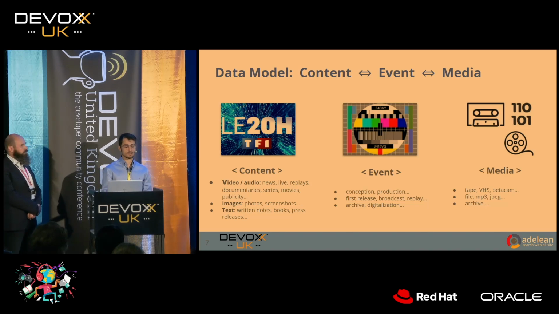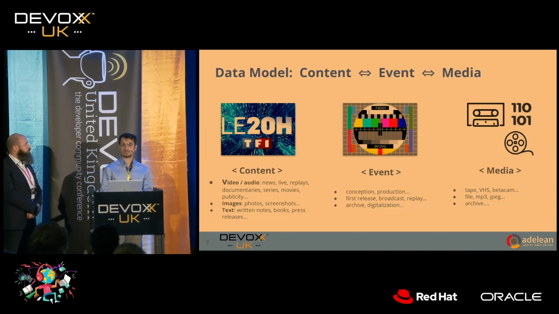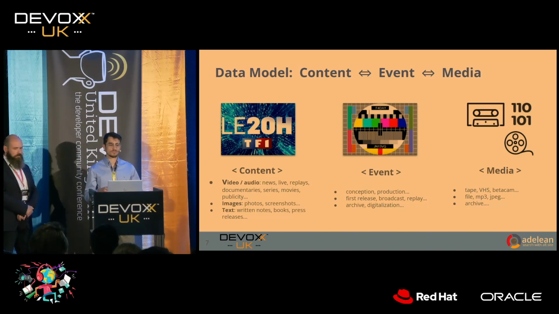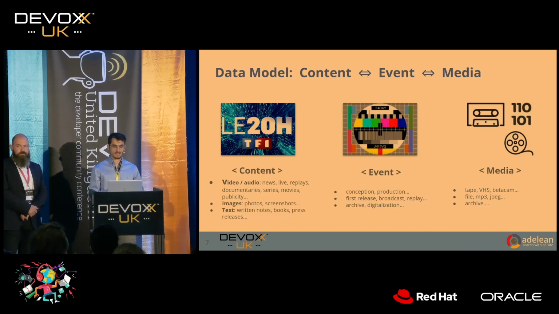To make you understand the complexity of all this, we need to talk about the data model. The first thing in our data model is the content. The content can be a video or an audio, images, or text. For video, for example, we have the TV news, the documentary, the movie that went on TV last night.